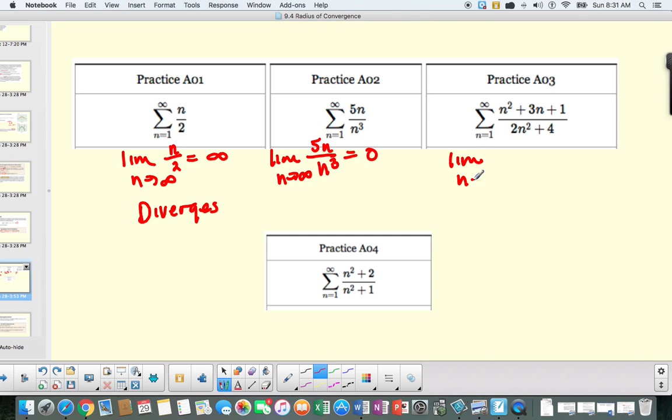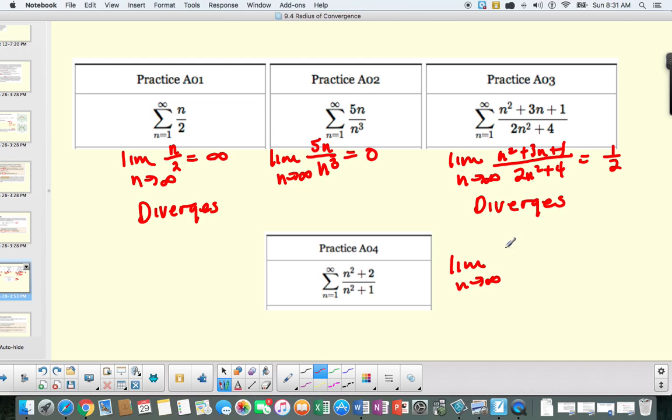Let's take a look at the limit as n approaches infinity of this expression. And the answer is 1/2. Now 1/2 is different from 0, so by the nth term test we can say it diverges. And let's take a look at the limit as n approaches infinity of this expression. And the answer is 1. 1 is different from 0, so we say it diverges. Be very careful how you use the nth term test.